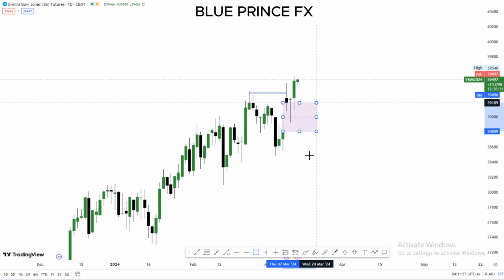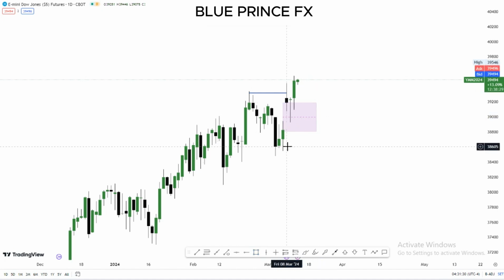Why is it a volume imbalance? The volume imbalance is a two candlestick pattern whereby the bodies of the candles do not overlap. The wicks may overlap, but the bodies do not overlap. So if you can see, this candle closed here and the next candle opened here. So the bodies do not overlap.